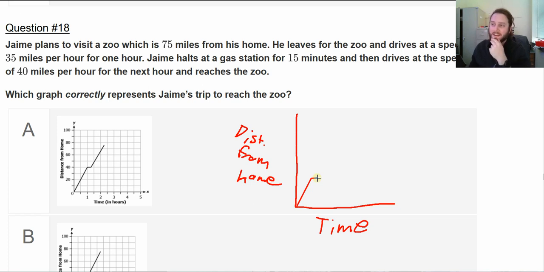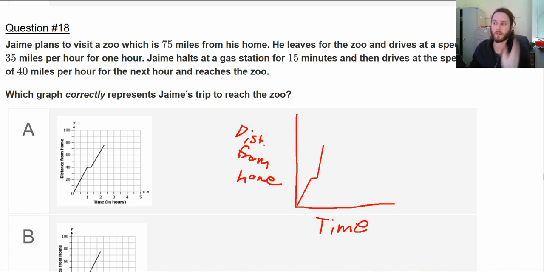Then it says he drives at the same speed of 40 miles per hour for the next hour, and he reaches the zoo. So he drives again, but it's 40 miles per hour. So this one should be a slightly steeper line than before. And then he reaches the zoo. And then that would probably be where it would end, actually, because it doesn't say then he stayed there. So this is all the info we have.